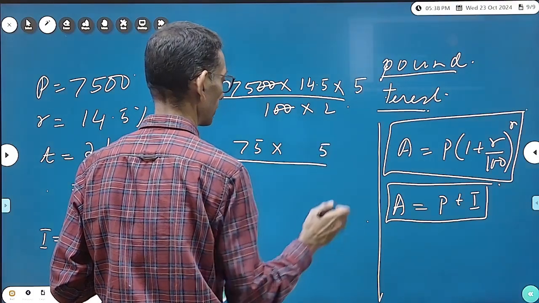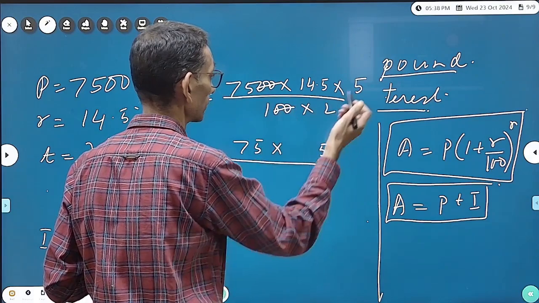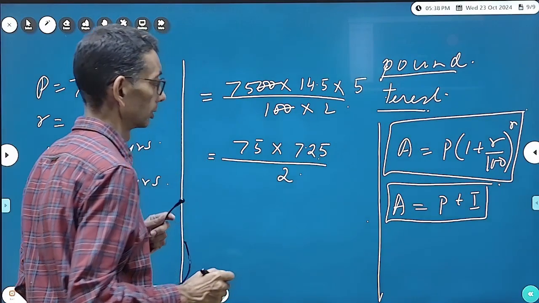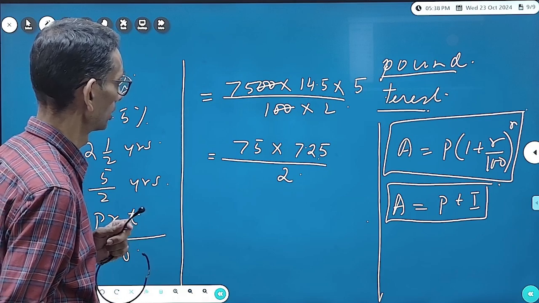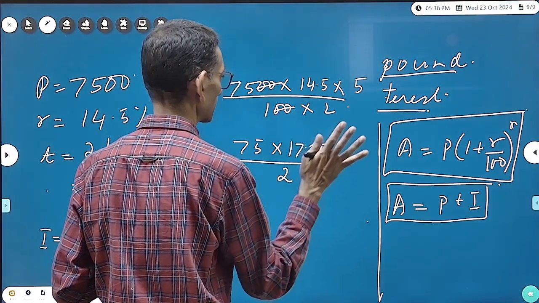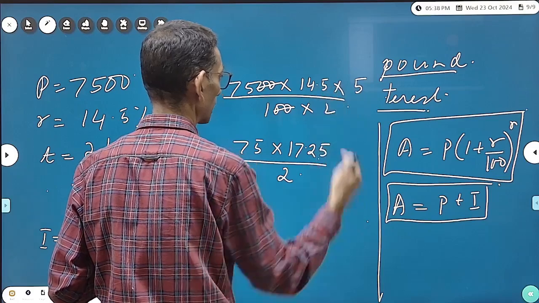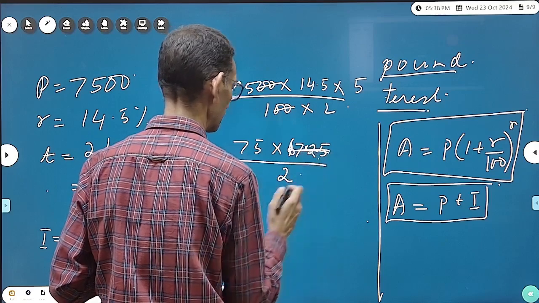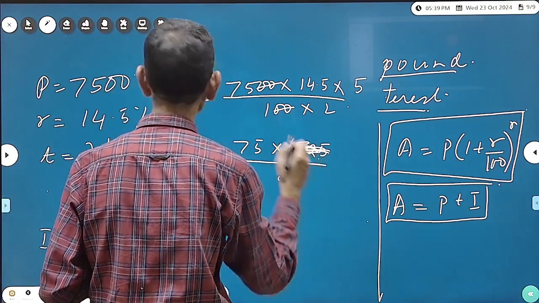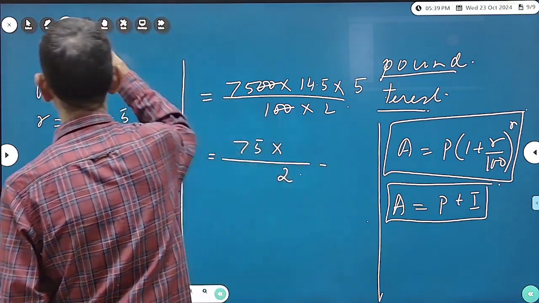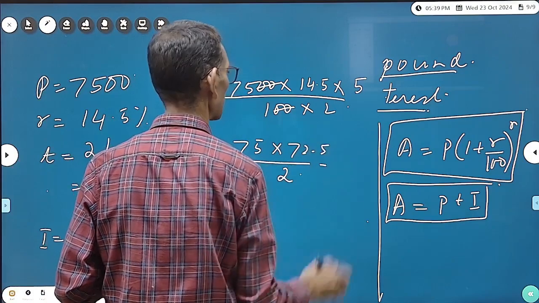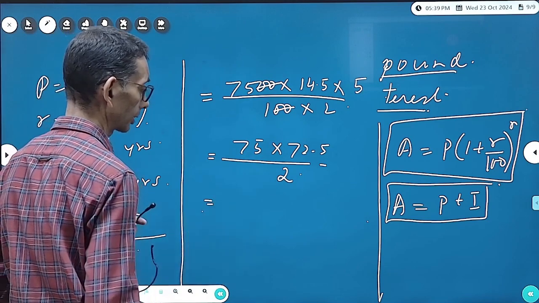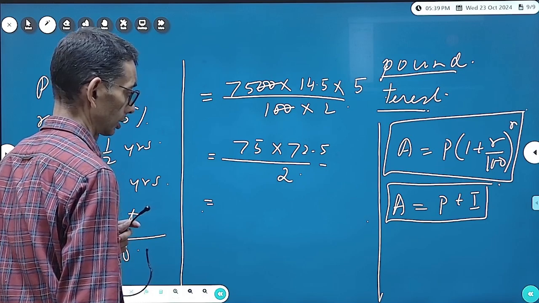5 5s are 25. Then 2 carry 5, 5 4s are 20, 2 is 22, 5 is 7, divided by 2, that is 37.5. 5 5s are 25, 2 carry 5, 5 4s are 20, 2 is 22, 5 is 7, so 72.5. Then cancel by dividing, 37.5.